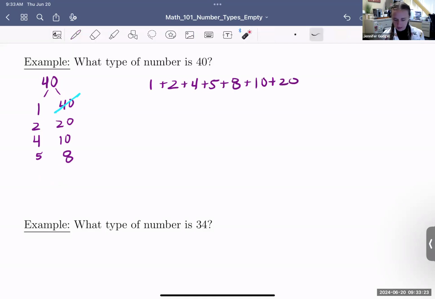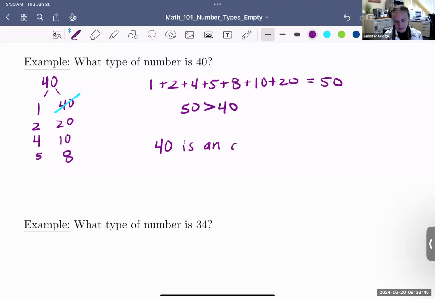20 plus 10 is 30, plus another 10 there. That's 40, 49, and 50. I kind of did like a grouping as I added them together. Again, another mental math technique. So our sum is 50, which is greater than the number itself. It's larger than 40, which means that 40 is an abundant number.